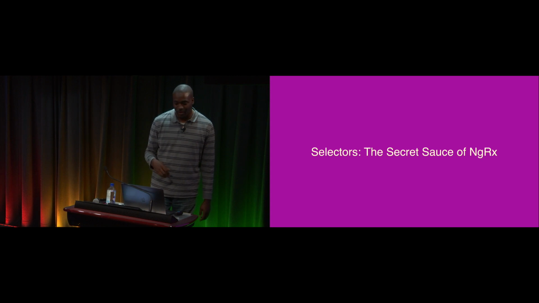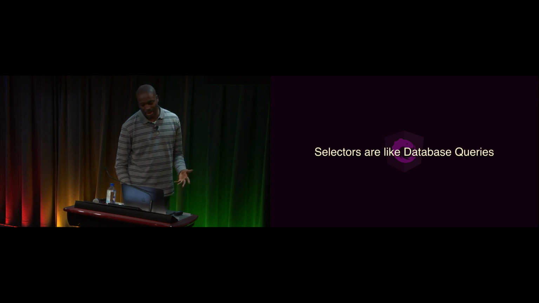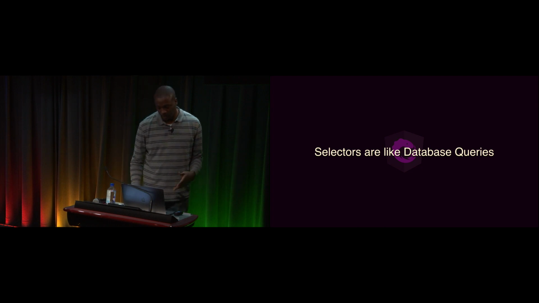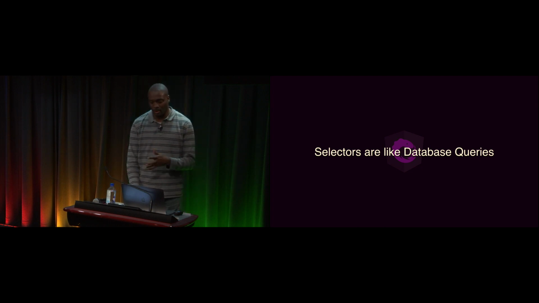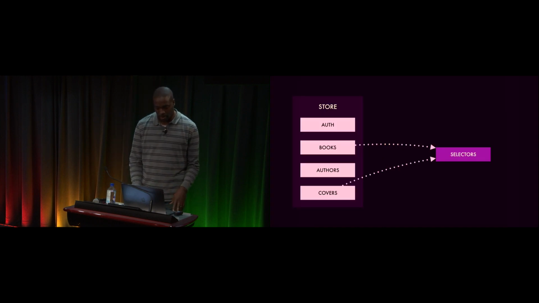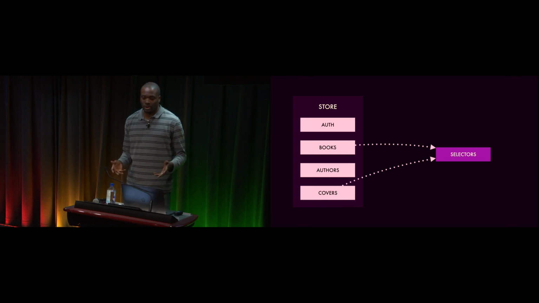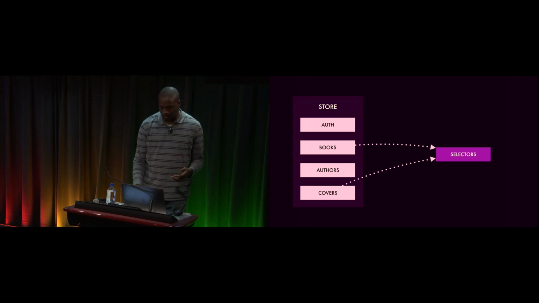Selectors are one of my favorite parts of NgRx. I call them the real secret sauce. Selectors are like database queries. We treat the NgRx store like a database that has tables in it. Here we're using the store. We have different sets of data: auth, books, authors, and covers. And we use selectors to get that data out of the store.